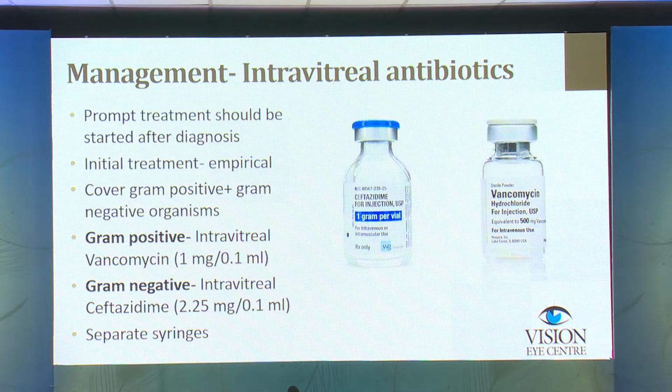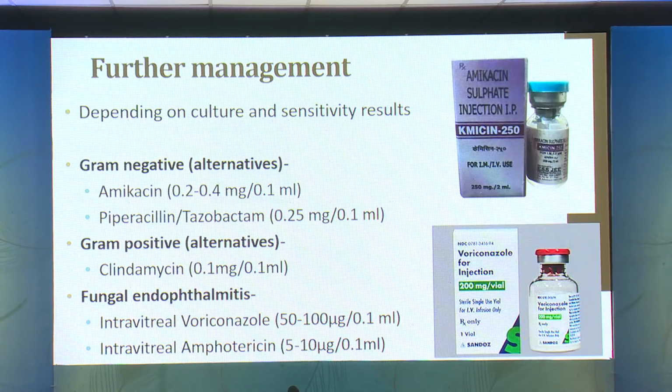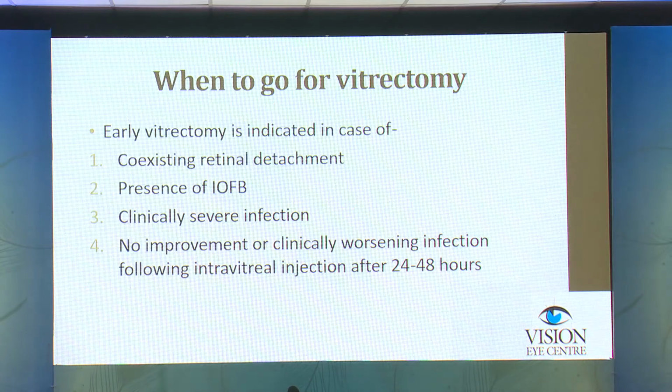For gram positive organisms, we prefer intravitreal vancomycin as the primary agent, and intravitreal ceftazidime is the preferred agent for gram negative organisms. These are to be given in separate syringes as they tend to precipitate together. Further management is decided by the culture and sensitivity results. Intravitreal voriconazole these days is the main agent preferred for fungal endophthalmitis.